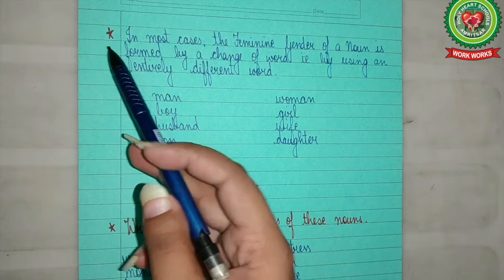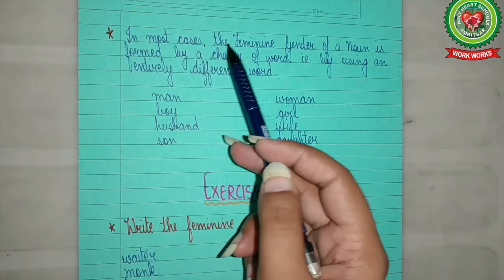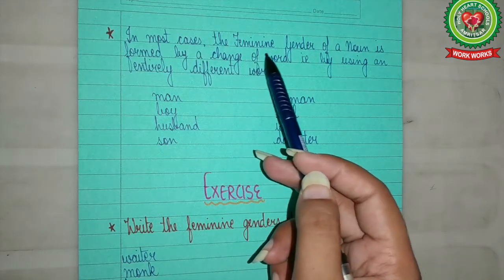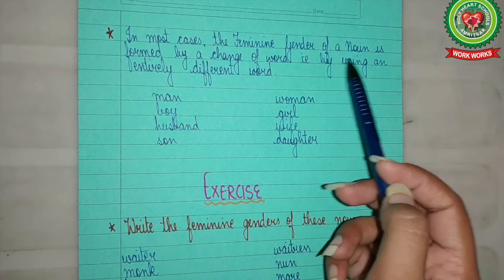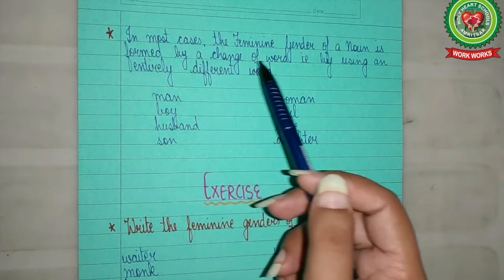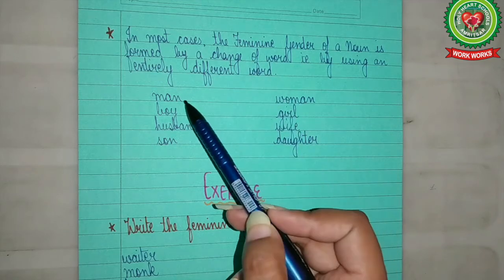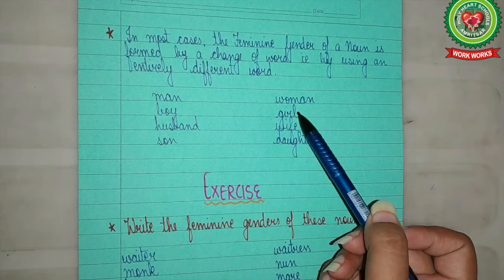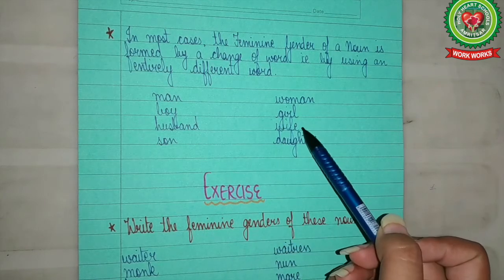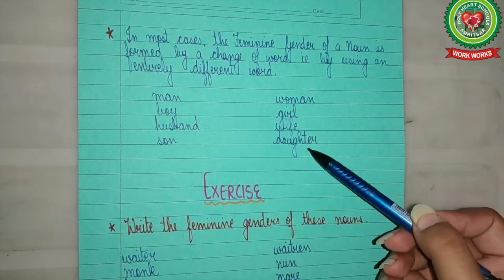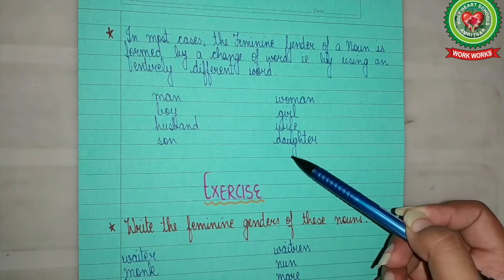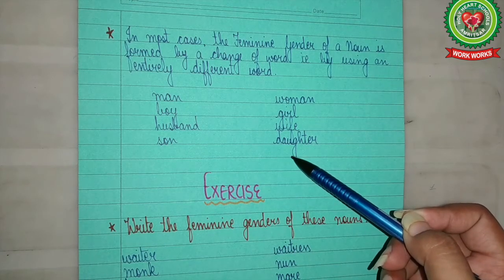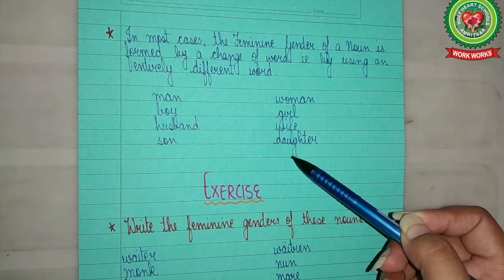Now the third part is, in most cases the feminine gender of the noun is formed by a change of word, that is by using an entirely different word. For example, man becomes woman, boy becomes girl, husband becomes wife, and son becomes daughter. Now in these words, we have used entirely different words to form the feminine.